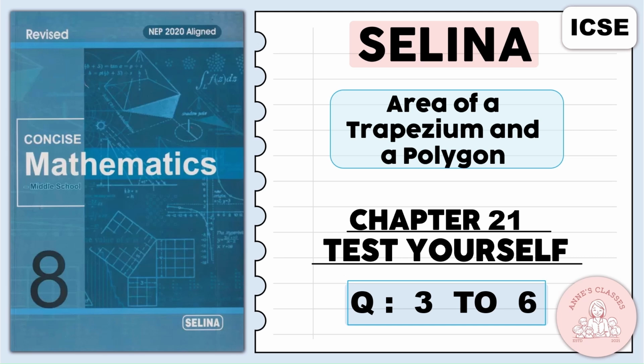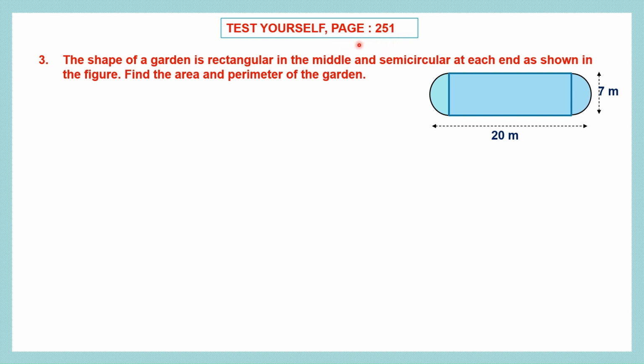Let's do area of a trapezium and a polygon. Chapter 21, Test Yourself. Page number 251.